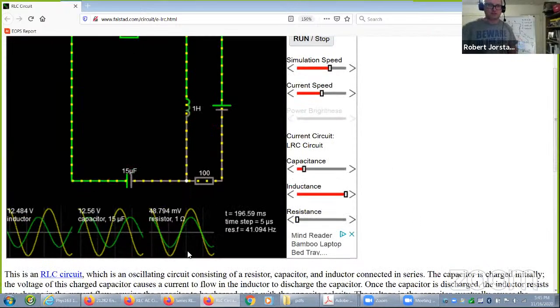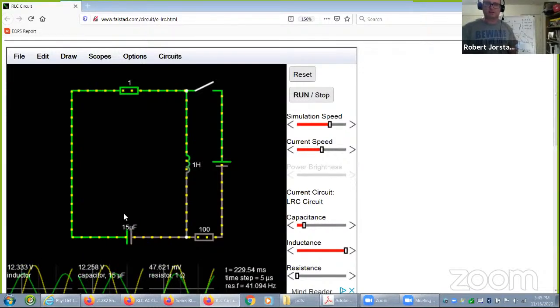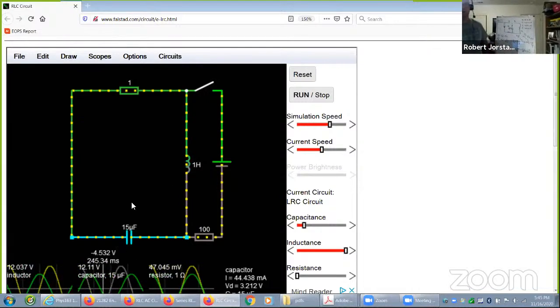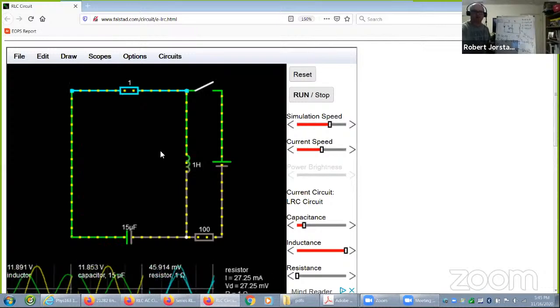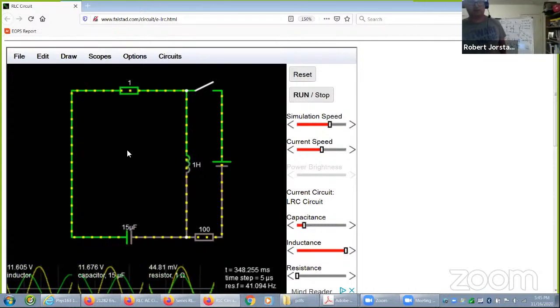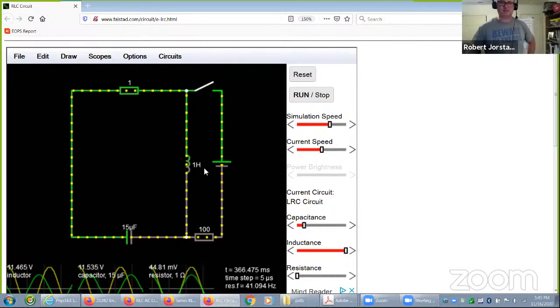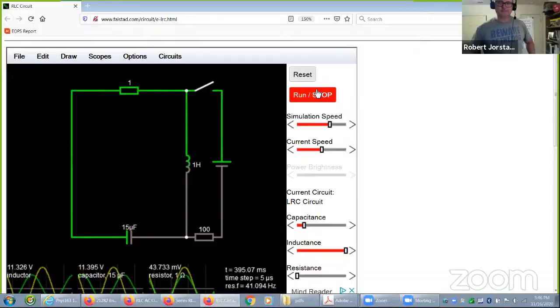And we're looking at these voltages as they oscillate, and we should see the energy going back and forth. The resistor takes up negligible voltage because it's so small. And so these two, the inductor and the capacitor, have to have the same. Oh, this is just kind of trippy, right? Yeah, I'll leave it at that. All right, so that's LC oscillators.